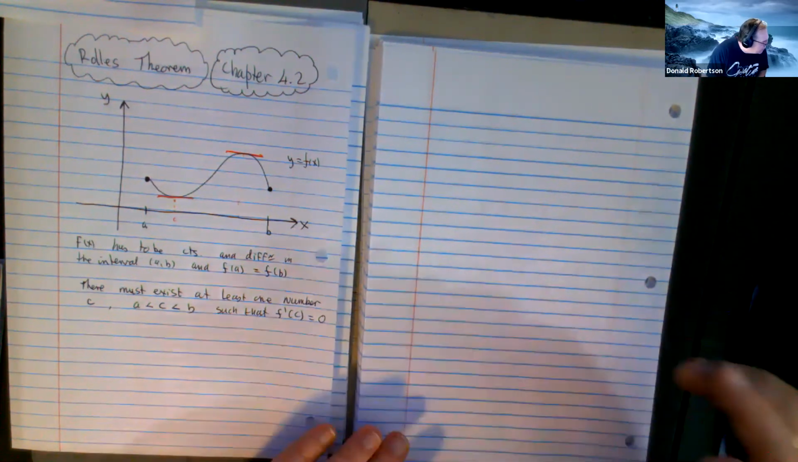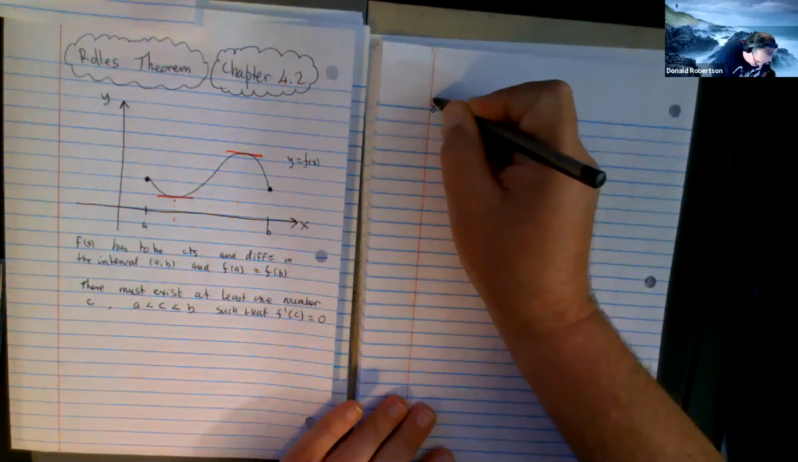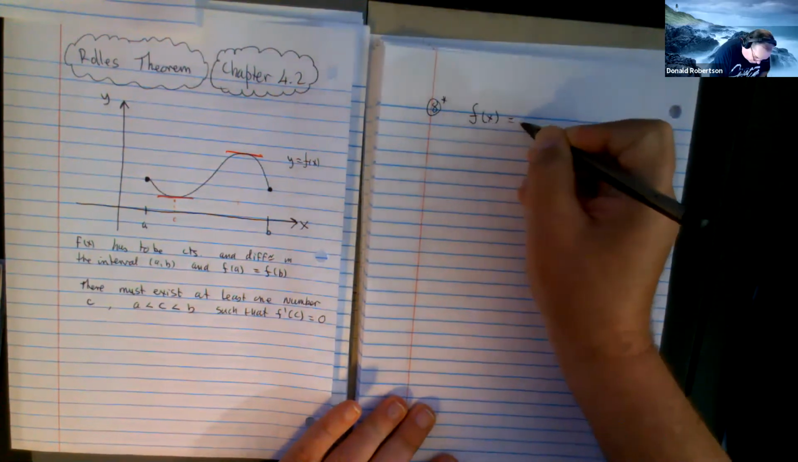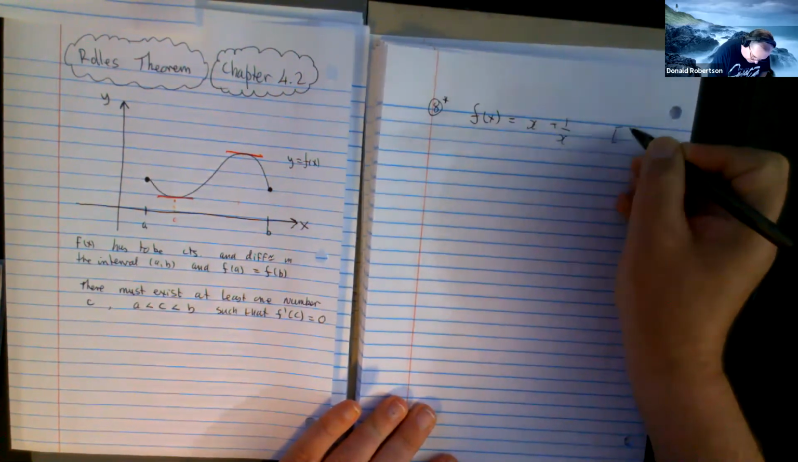Let's do this one. Still on Rolle's theorem, the function we've got looks like there could be a problem.